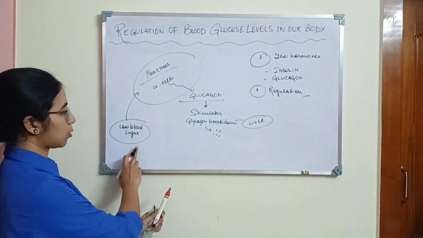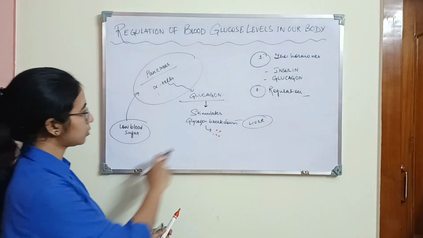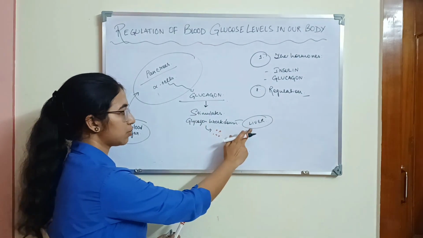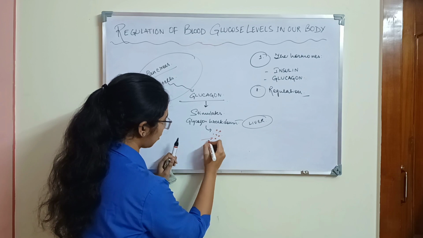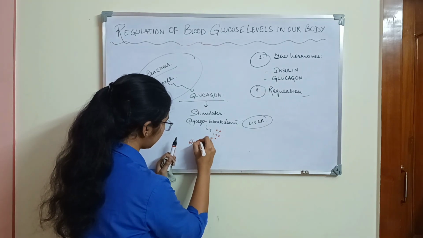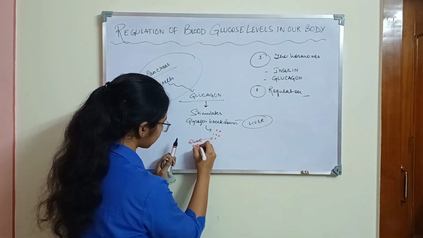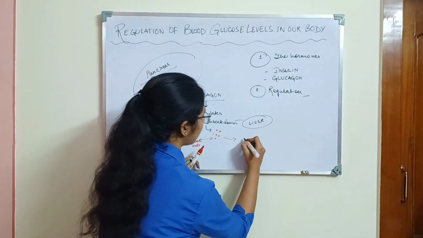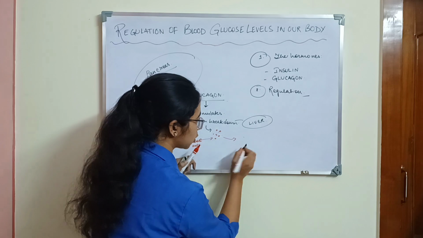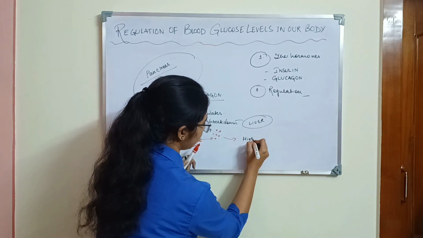So now when there is a requirement, that is low blood sugar level condition, glucagon stimulates glycogen breakdown in the liver. Glucose molecules are going to come out into the blood. These are all glucose molecules. Glucose molecules come out into the blood, and therefore low blood sugar level is no more, it becomes high blood sugar level.